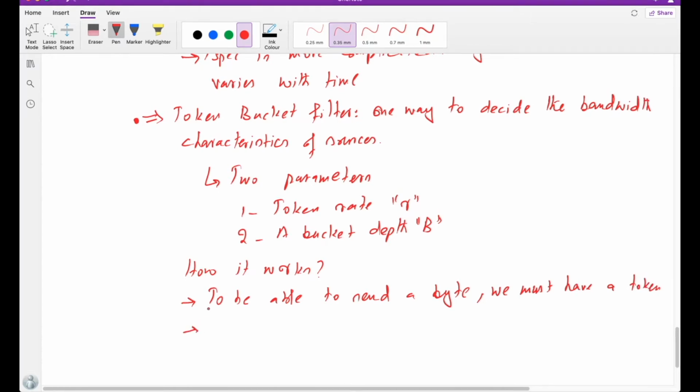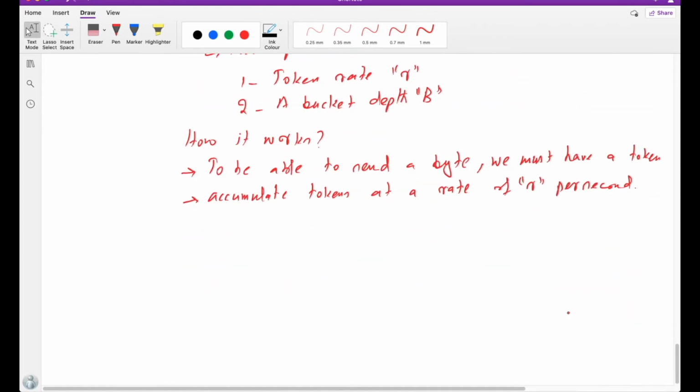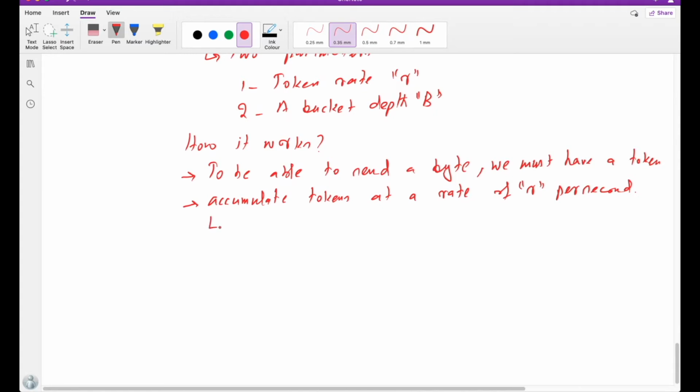If I start with no tokens, then I accumulate them at the rate of R per second. So what if I don't have a token to start with? I will accumulate tokens at a rate of, obviously, R per second. So this means that I can send a burst of as many as B bytes into the network as fast as I want.